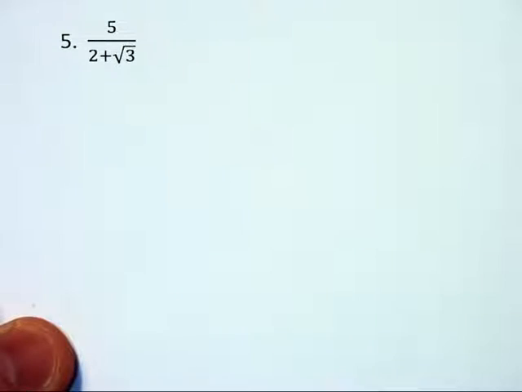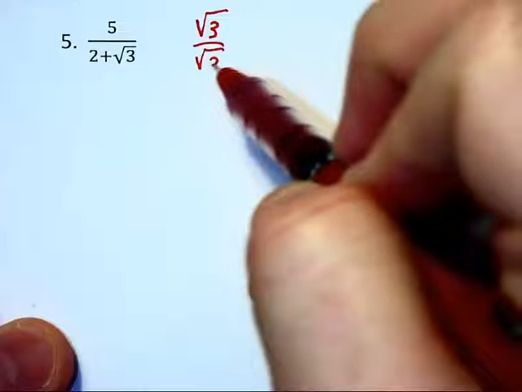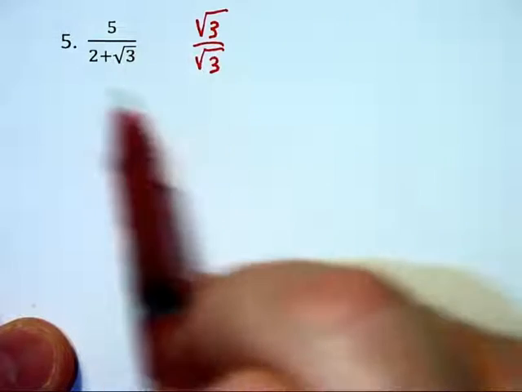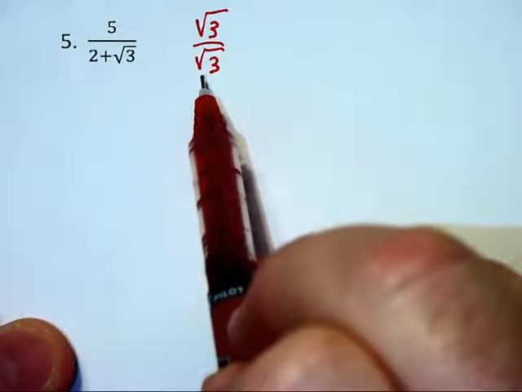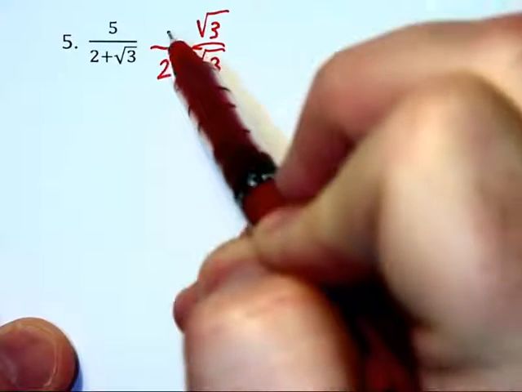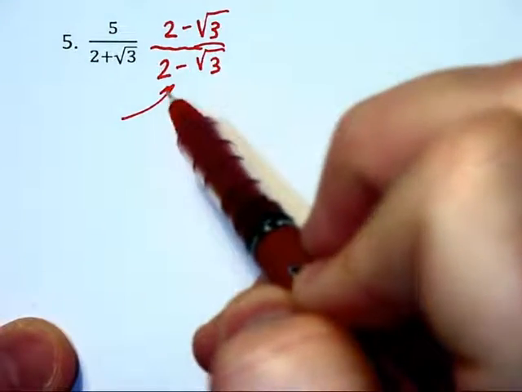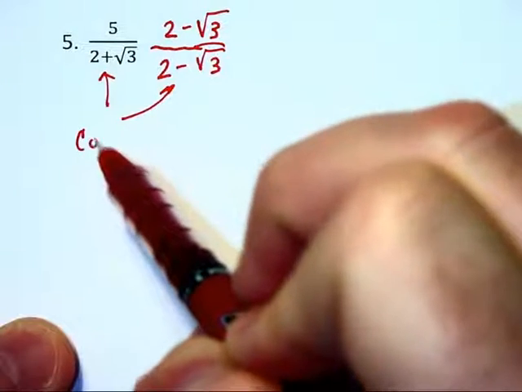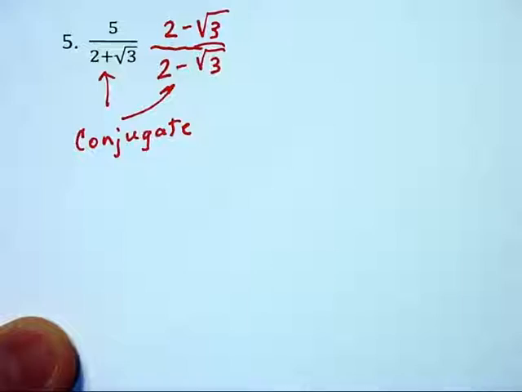For this next problem, we're getting one step more challenging. We cannot just multiply by root 3 over root 3. It's okay in the numerator, but look down below. The first part of distribution would give me 2 root 3, which is not going to be productive. So instead, we're going to multiply by 2 minus root 3 over 2 minus root 3. Basically, what we have here are conjugates, and we want to multiply the conjugate of the denominator over itself by what we have down below.